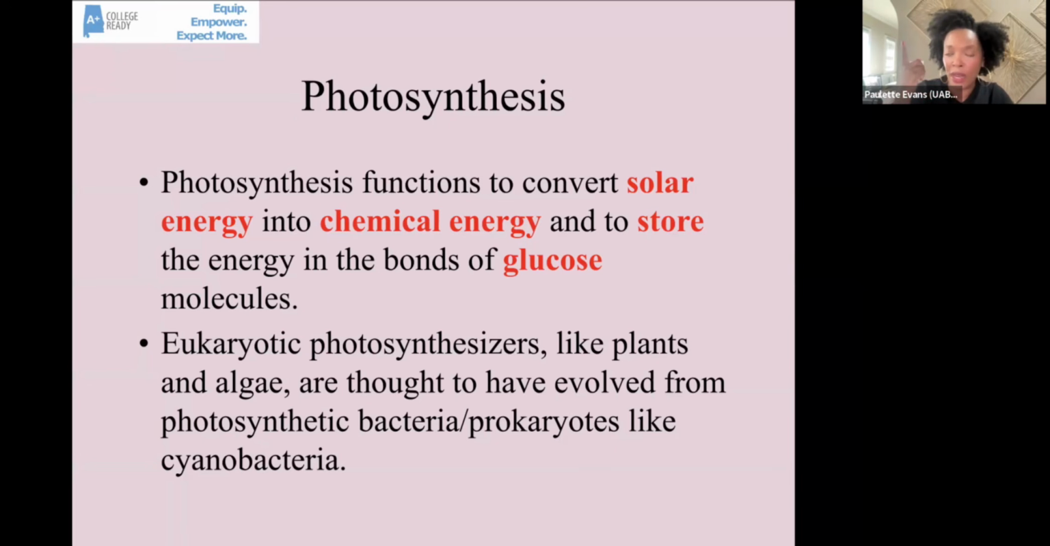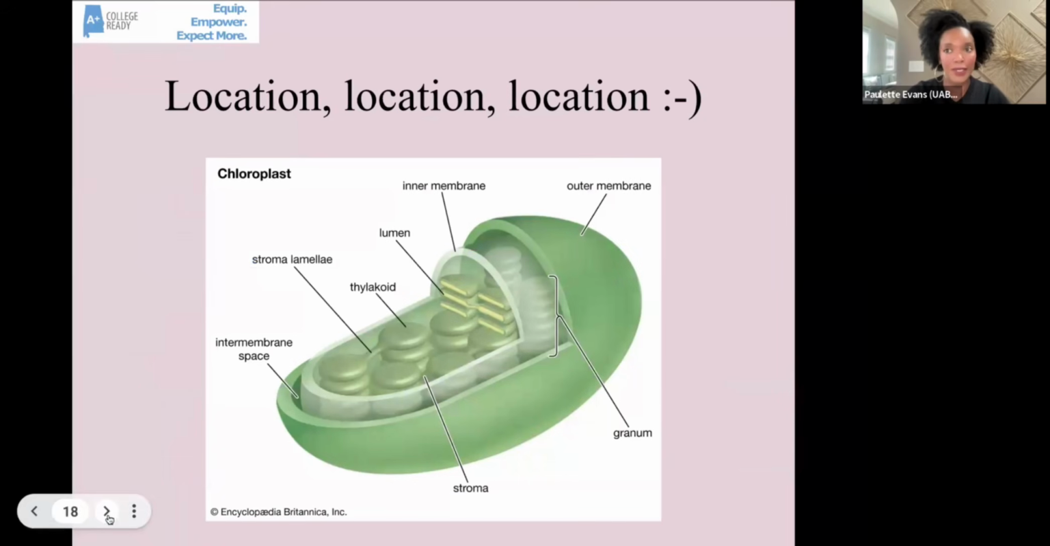Cyanobacteria. So there are bacteria that can do photosynthesis. Algae or protists, some can do photosynthesis. And you all know that plants can do photosynthesis. So be very clear on which types of organisms can do photosynthesis and which ones cannot.